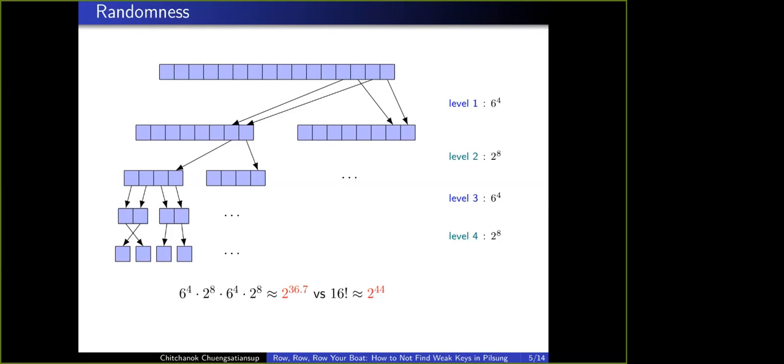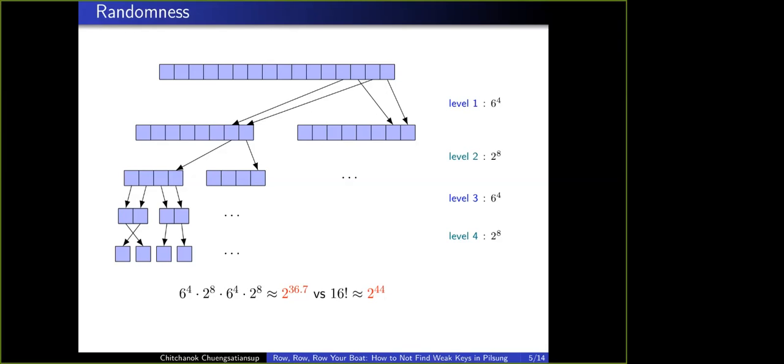And if we compare this to a random permutation of 16 bytes, which is 16 factorial, it is 2 to the power of 44. So there's a gap between the permutations that Pilsung produces and a random permutation. And actually, with the permutation itself, it may expose weakness when they do not mix the bytes enough. And we want to explore these weaknesses.